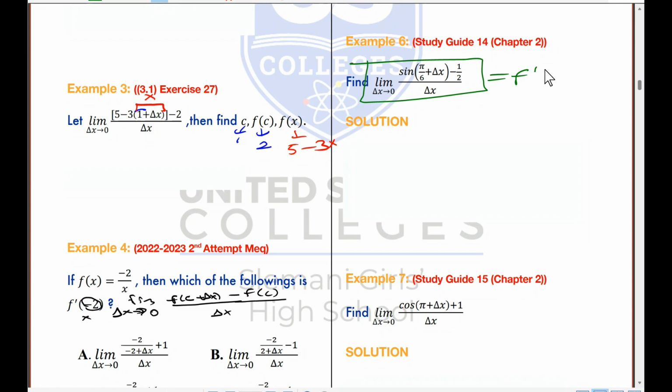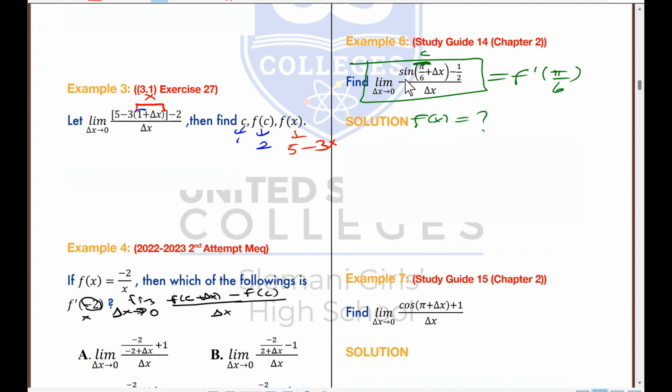So this limit form means find the derivative. Derivative of what? Derivative of the function at what? At c. What is c? C is the number that's added to delta x, which is pi over 6. So I should find the derivative of the function at pi over 6. But what is the function? Do I know what the function is? I don't know. So that's the first thing to do. We should know the function.